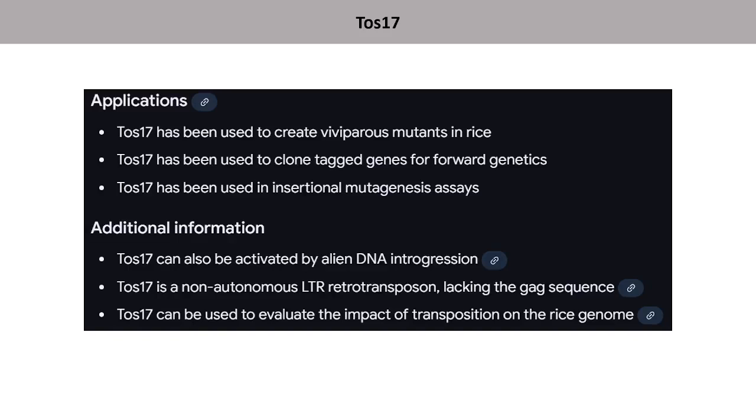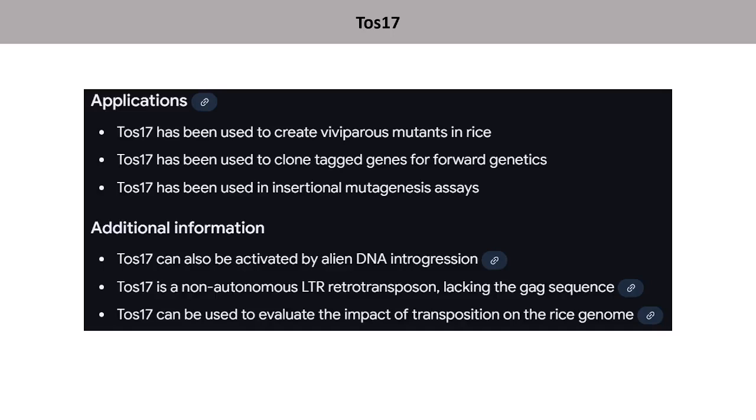But despite all of these things, there are few applications of TOS17, like it can be used to create viviparous mutants in rice. It can be used to clone tag genes for forward genetics and can be used for insertional mutagenesis assays. These are the three applications where TOS17, a kind of retrotransposon, is used in different biotechnical tools. Also, it can be activated by some alien DNA integration.